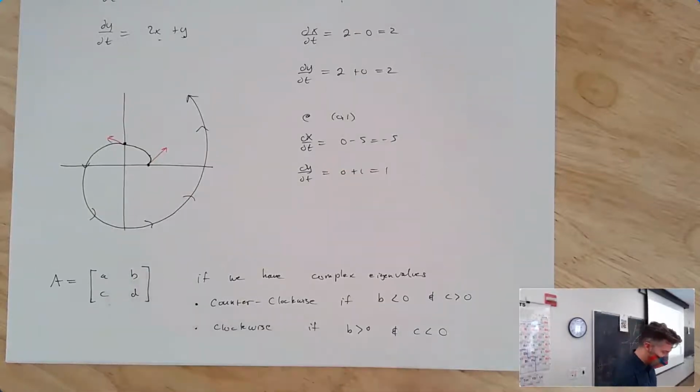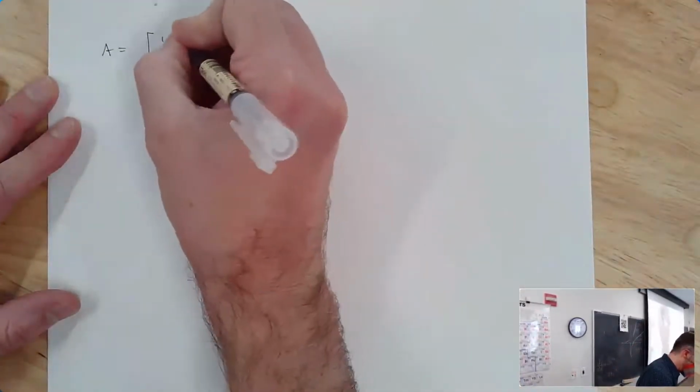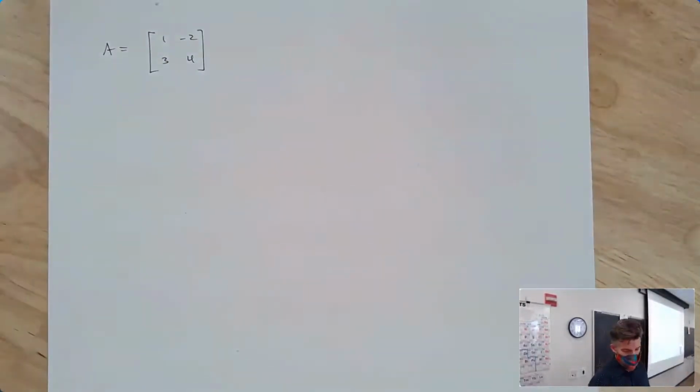Now, again, if I just give you a matrix, so let's look at another example. Let's say this was our matrix: 1, -2, 3, 4. Is my system of solutions which way? Is that going to be a counterclockwise spiral? Maybe, if the eigenvalues are complex, but I don't actually know the eigenvalues are complex. So you can't just say it's going to be a spiral in this direction until you know the eigenvalues are complex. So before we go that direction, let's just find the eigenvalues.